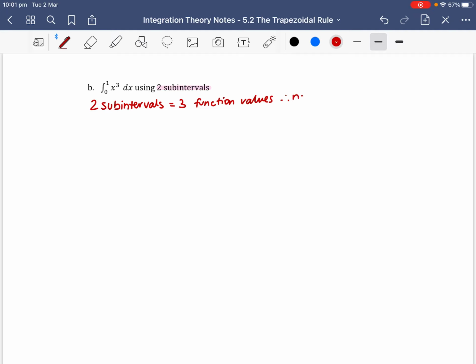And therefore our n will equal 2. So our n equals how many subintervals we have. We then need to identify what our a is. So a equals 0, b equals 1, and our f of x equals x cubed. And we know that our n equals 2.